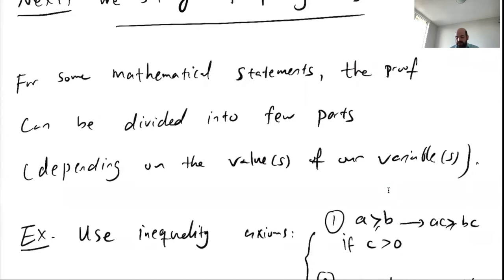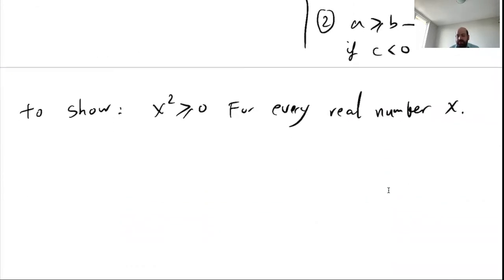So that's why we said in some statements, the proof can be divided into few parts depending on the value or values of our variable or variables. Here, we want to prove a statement about x, and depending on whether x is positive or negative, the proof will be a little bit different. So we have to adjust the proof based on the value of x. Therefore, we are going to divide the proof into few cases. So proof.